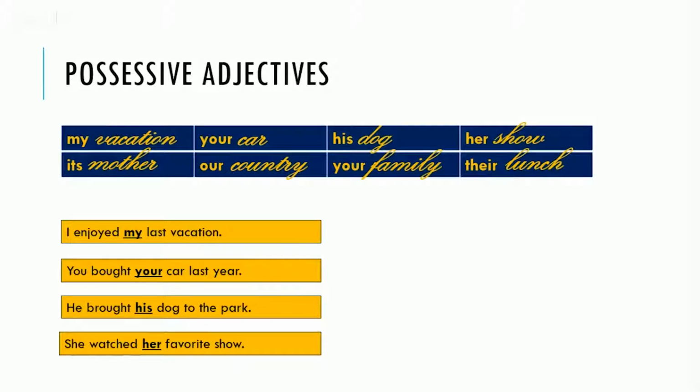The next sentence is she watched her favorite show. Who does the favorite show belong to? To her. It's her favorite show.